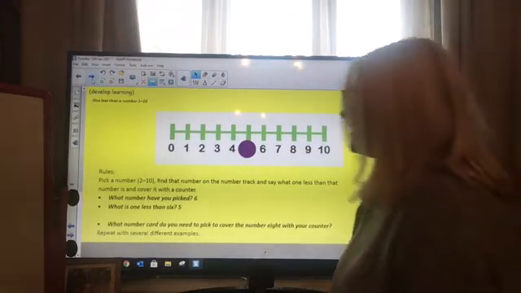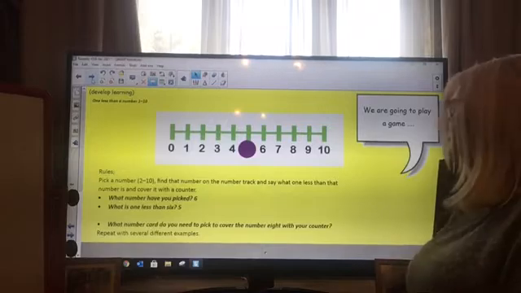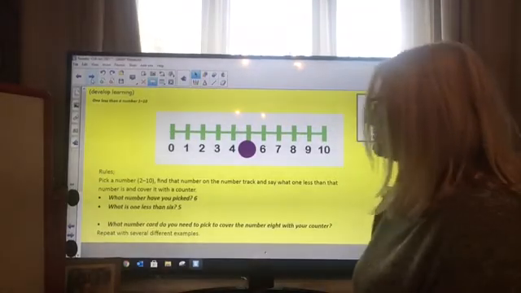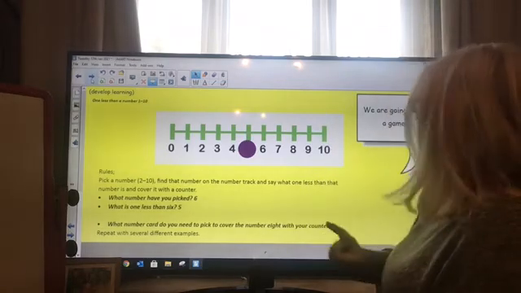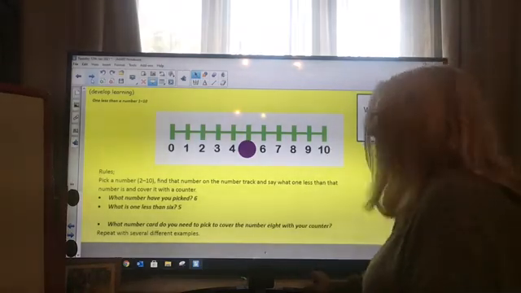Right, here we go. It says pick a number and find the number on the number track and then say which number is less. So I'm going to pick a number and I'm going to listen to see if you can tell me which number is next, because this is our game today.